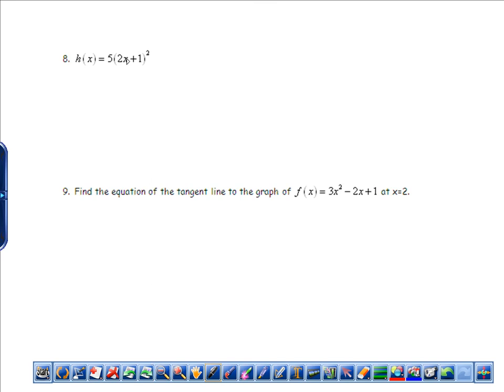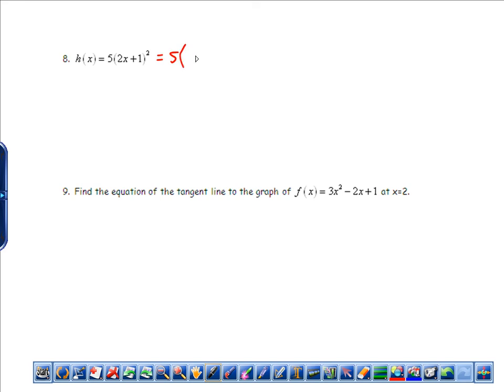Okay, number 8. This looks like it's way different. And later on I'm going to give you a rule for dealing with something in this form as it is. But right now we don't have knowledge of how to do this. So we actually are going to have to just multiply this out.